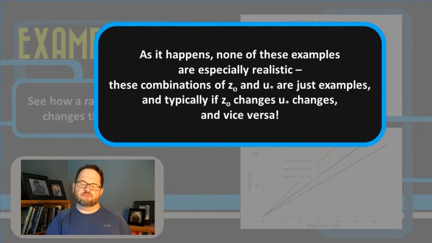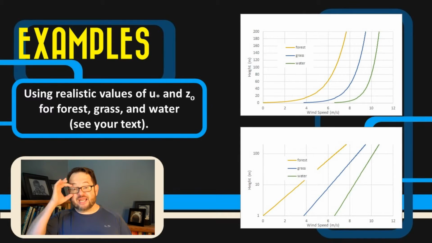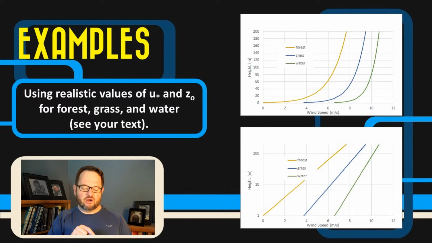Now, as it happens, none of those curves that I showed you there are terribly realistic. It doesn't generally make sense that the value of Z naught, the aerodynamic roughness length, doesn't change, but the value of U star does. By and large, we would want to adjust both of those under different conditions. So, for example, I'm just plotting some data that your book had, where they gave appropriate values in your text for U star and Z naught on a particular day over a forest, or on a particular day over a grassland, or on a particular day over open water.